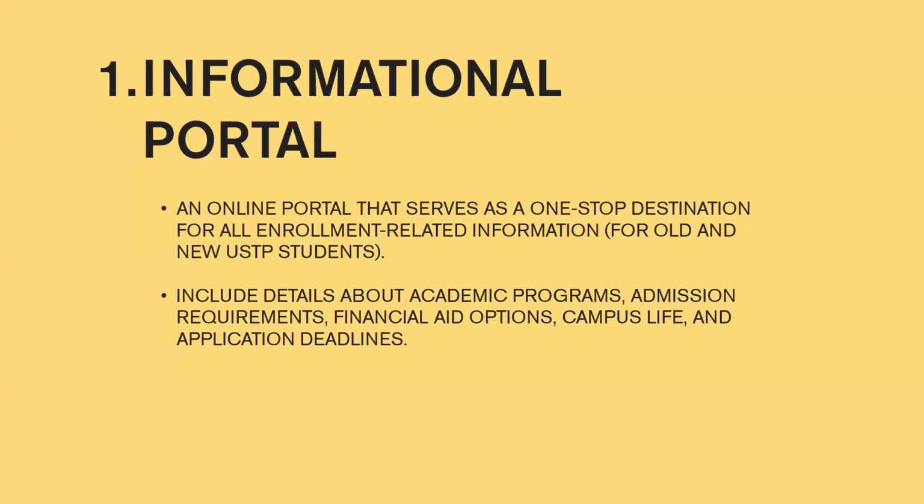First is the informational portal. It is an online portal that serves as a one-stop destination for all enrollment-related information. It is for the old and new USTP students. It includes the details about academic programs, admission requirements, financial aid options, campus life, and application deadlines.